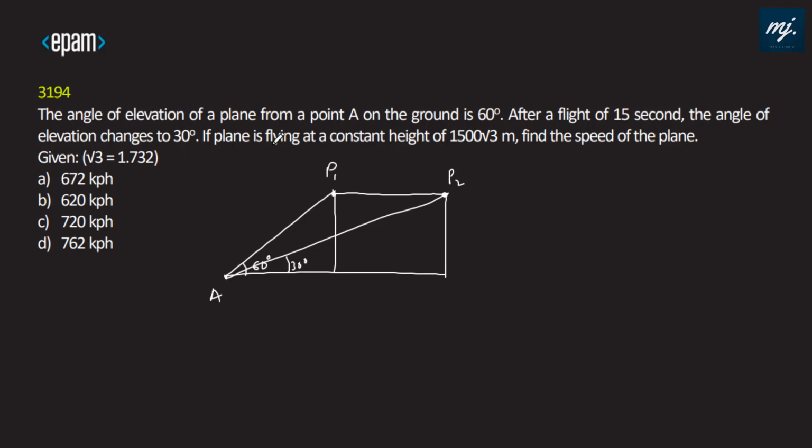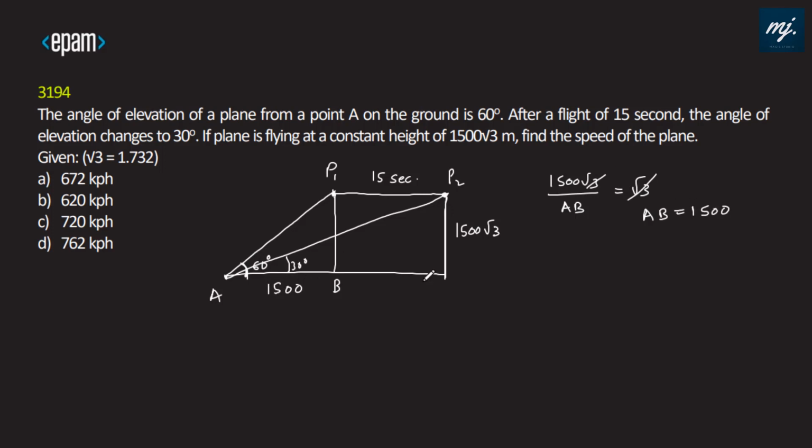If the plane is flying at a constant height of 1500 root 3 meter, that means this is 1500 root 3. Find the speed of the plane, and from this point to this point, that is from P1 to P2, it has traveled in 15 seconds. Okay, in triangle P1AB, P1B is 1500 root 3, so 1500 root 3 by AB equals tan 60 degree. Tan 60 degree is root 3. That means AB equals 1500.